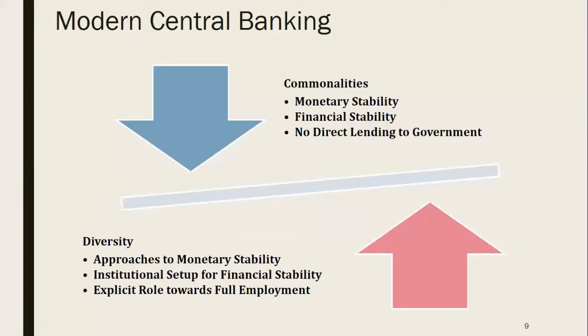Then finally, the commonalities and the diversities. What are the similarities and the differences between modern central banks? What are the similarities? Monetary stability, financial stability, and no direct lending to government. So monetary stability and financial stability are main goals most commonly adopted by many central banks in the world. They have set monetary stability and financial stability as primary goals.